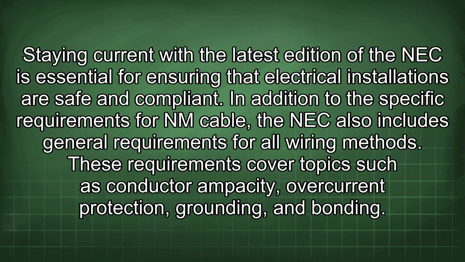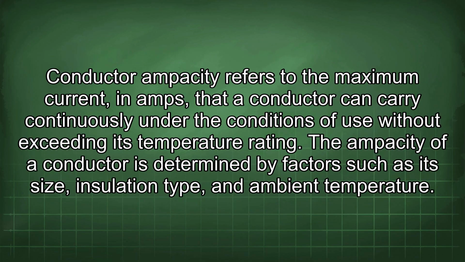In addition to the specific requirements for NM cable, the NEC also includes general requirements for all wiring methods. These requirements cover topics such as conductor ampacity, overcurrent protection, grounding, and bonding. Conductor ampacity refers to the maximum current, in amps, that a conductor can carry continuously under the conditions of use without exceeding its temperature rating. The ampacity of a conductor is determined by factors such as its size, insulation type, and ambient temperature.